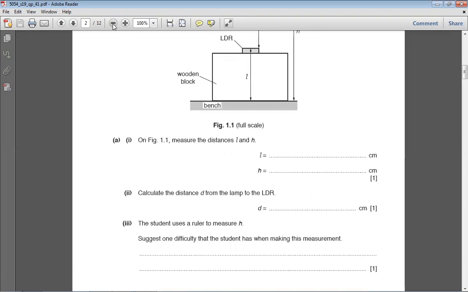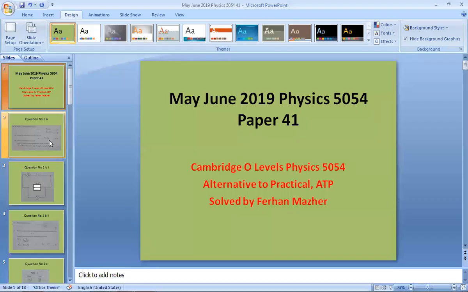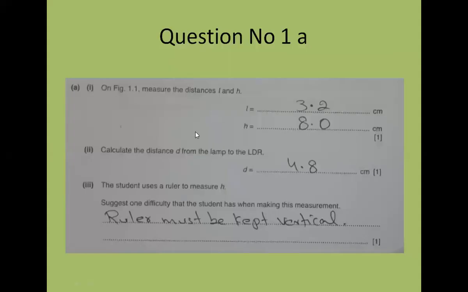Okay, so let me show you. Put a scale here, and from this point till this point, measure the length L. This is the height of the LDR from the bench. And with the help of the scale, measure from here till here. Put a scale here and measure this value H. I have measured it. Let me show you my readings. So the L value will be 3.2 centimeter and the H value will be 8 centimeter.